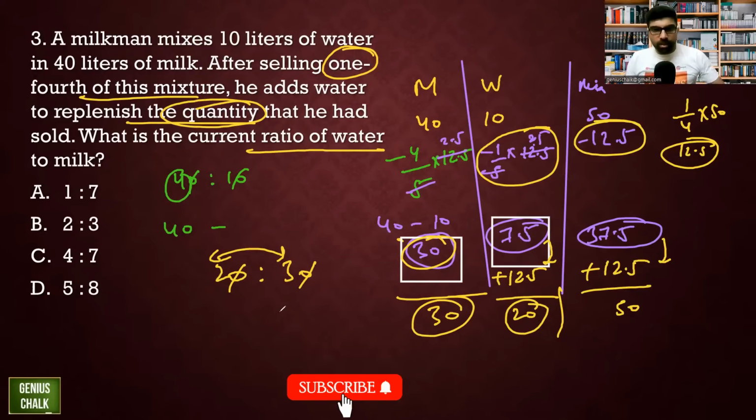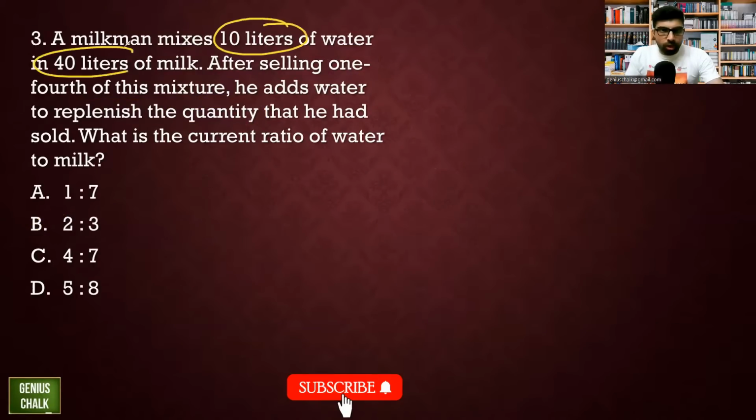Now this is the first way. So what is my answer? It is option B. Let's solve this question with the second approach. So the second approach is 10 liters, this 40 liters. So total is 50. So 1/4 of 50 will be 12.5, and this is basically 1/4.